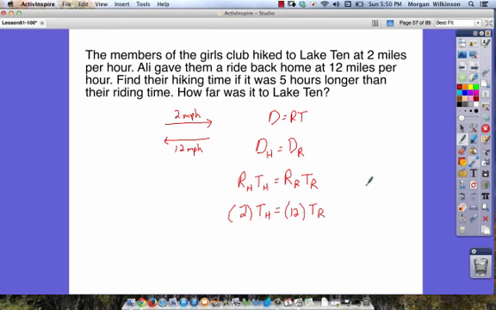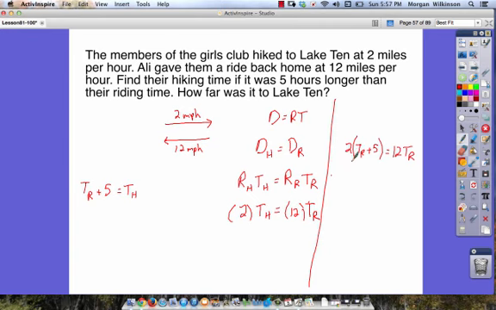Now we must have more information here. The information that we're looking for is where it says find their hiking time if it was 5 hours longer than their riding time. So the time of riding plus 5 hours is equal to their time of hiking, t sub h. Now we can substitute that into our equation in order to help us solve. Let's separate our work, because we've got t sub h equals t sub r plus 5. So we're going to get 2 times t sub r plus 5, because we substitute that in for t sub h, is equal to 12 times t sub r.